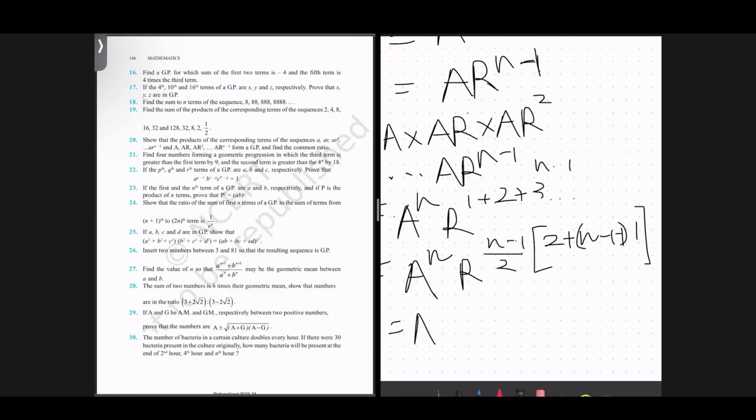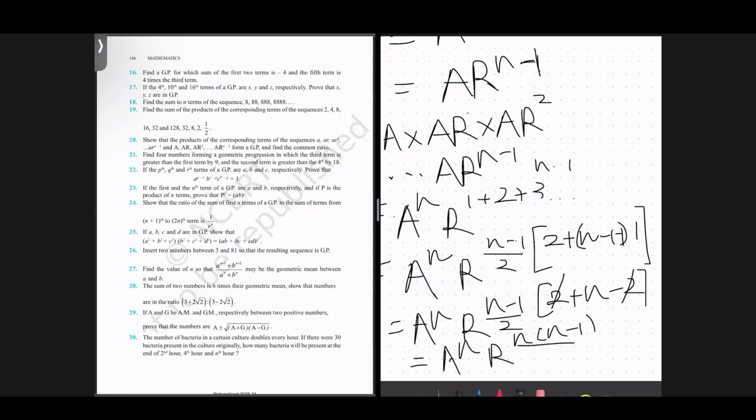When you solve this, you get a raised to the power n. When you open up these brackets, what you get is r raised to (n minus 1) divided by 2, times 2 plus n minus 2. So 2 and 2 get cancelled, and what you're left with is a raised to the power n into r raised to the power n into (n minus 1) divided by 2. So that is something that is given to us. That is the solution for p.